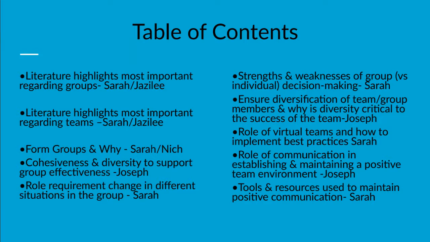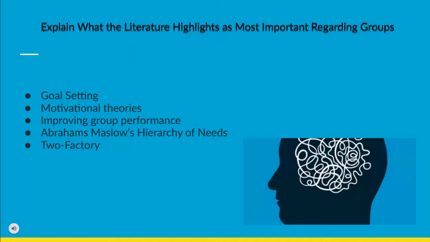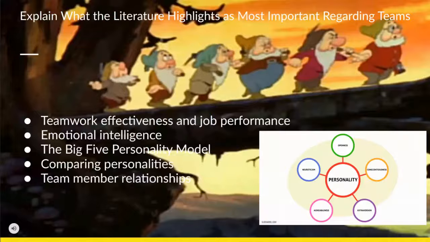Explain the literature highlights as most important regarding groups. For this slide, we have goal setting, motivational theories, improving group performances, Abraham Maslow's hierarchy of needs, and two-factor theory. For the next slide, it is explain what the literature highlights as most important regarding teams. Teamwork effectiveness and job performance, emotional intelligence, the Big Five personality model, comparing personalities and team member relationships.